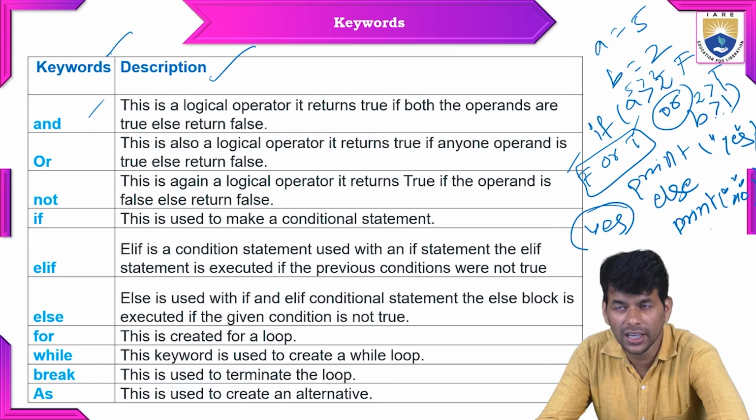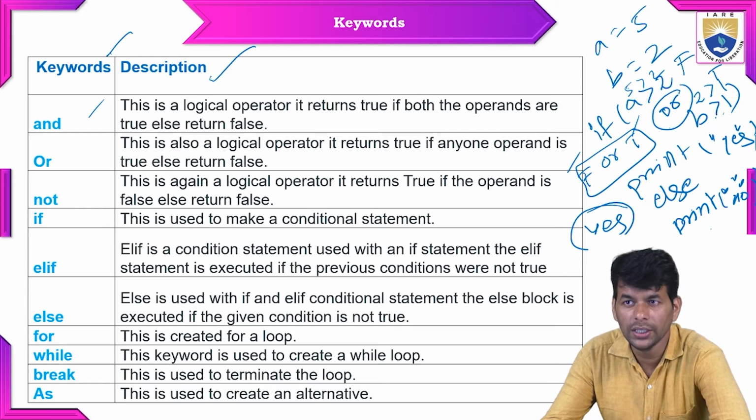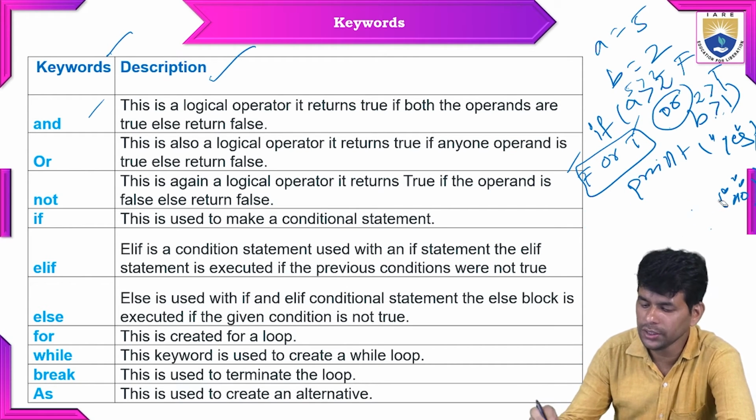Is that clear? Here we have two statements: A greater than 2 or B greater than 1. A's value is 5, which is greater than 2, so that becomes false. B is greater than 1: B's value is 2 and it is greater than 1, so that becomes true. That means the result becomes true only, which is the reason why it prints X only. So this is about the OR statement.